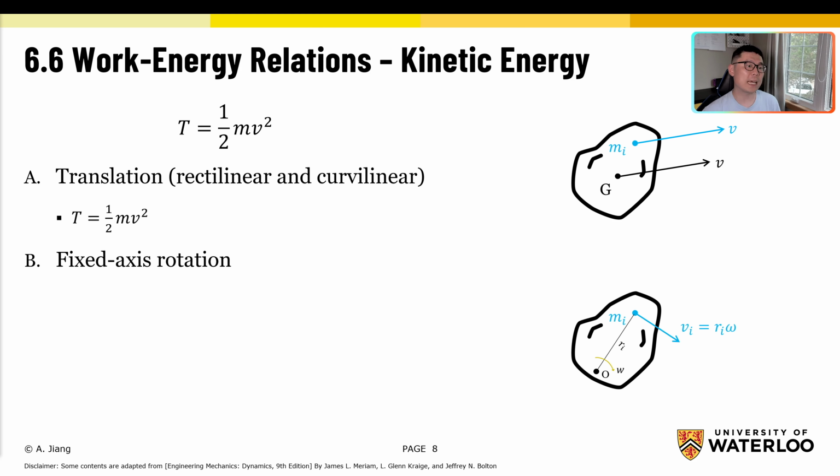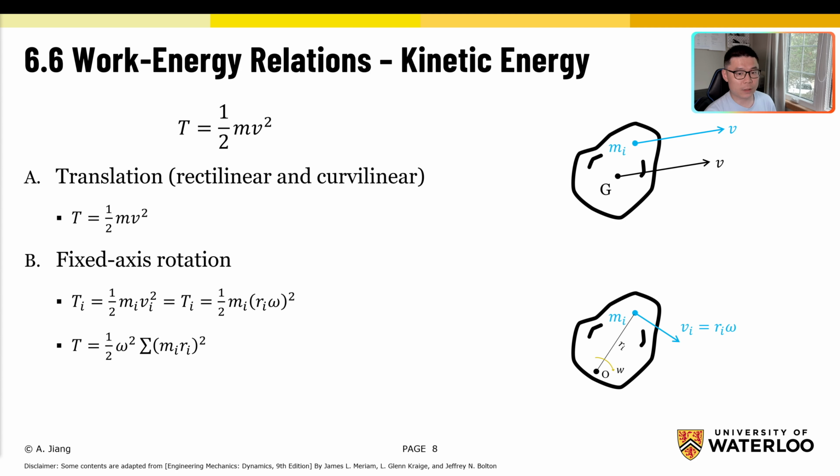For fixed axis rotation, we need to consider the mass moment of inertia, which will go against the rotation. So our kinetic energy will become T equals 1 over 2 omega squared I naught. And where this sum of m_i r_i squared is the definition equation of the mass moment of inertia, so we replace it with just I. That's how we get T equals 1 over 2 omega squared I naught. It's derived from the basic kinetic equation 1/2 m v squared.